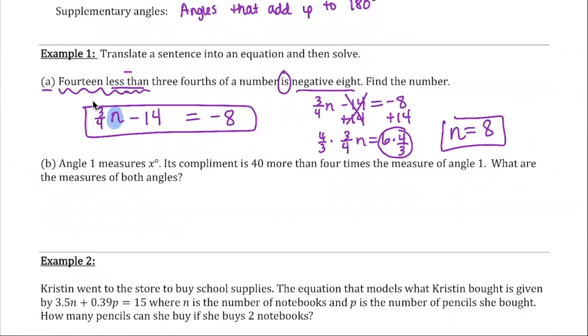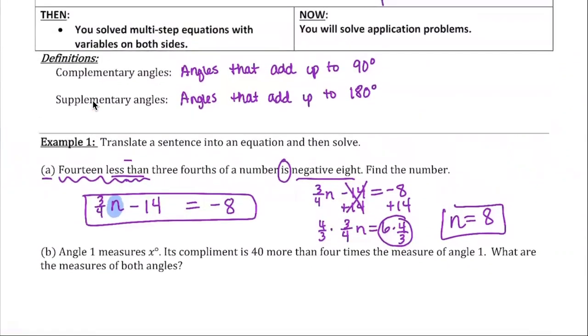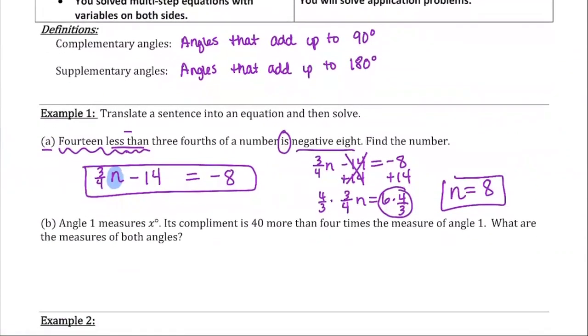So we have one more translation one. Now here's where those vocab words from above are going to kind of come into play. It says angle 1 measures x degrees. Its complement is 40 more than 4 times the measure of angle 1. What are the measures of both angles?